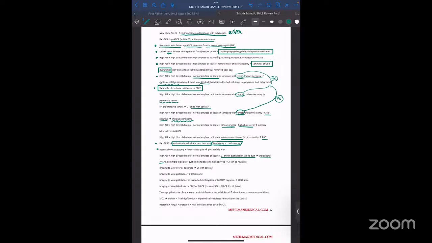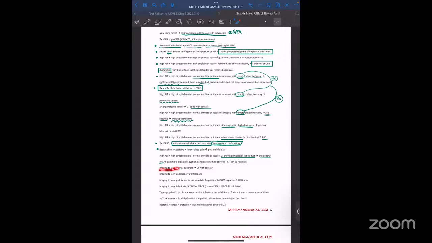Cholangiocarcinoma is not cystic. Plus CT can be negative. So CT negative, so cholangiocarcinoma. So if it shows a cyst, which is unlikely to be cholangiocarcinoma, then we diagnose it as choledochal cyst.